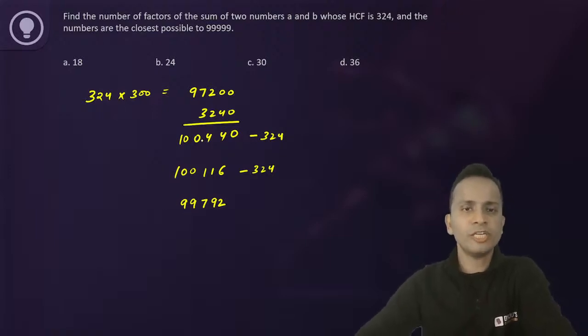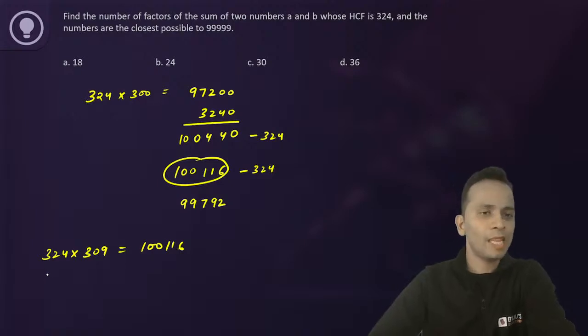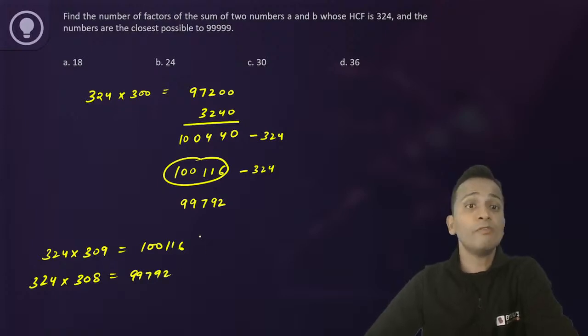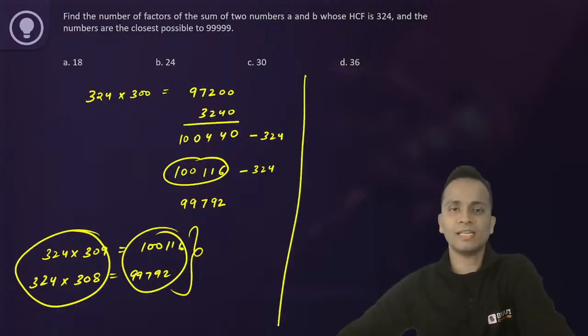So 300, 310, 310 minus 1, 309. So basically this number was 324 multiplied by 309. That was 1,00,116. Similarly, the next number एक और बार माइनस किया था 324 में से, तो 324 multiplied by 308 and that was 99,792. Now we need to find out the sum of these two numbers. So I'll not find the sum of these two directly, but I'll find the sum in factored form, और उसको factorize करेंगे, ठीक है?